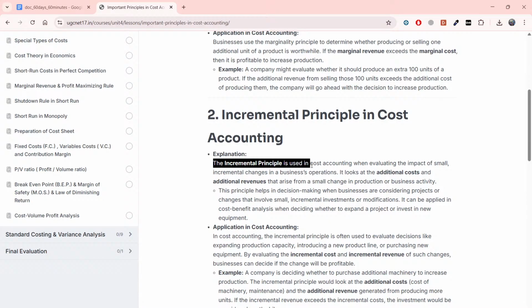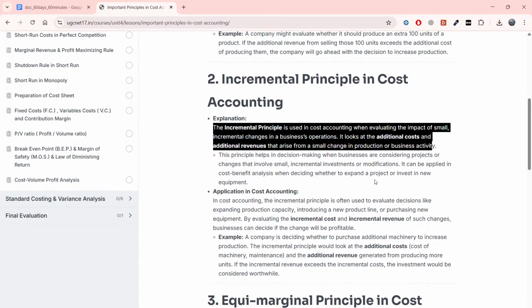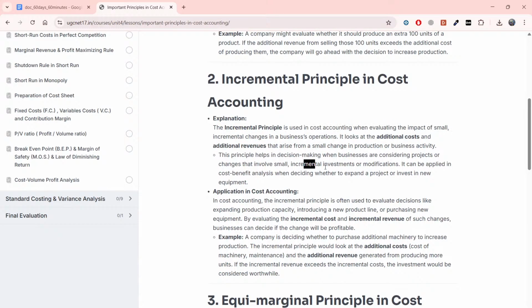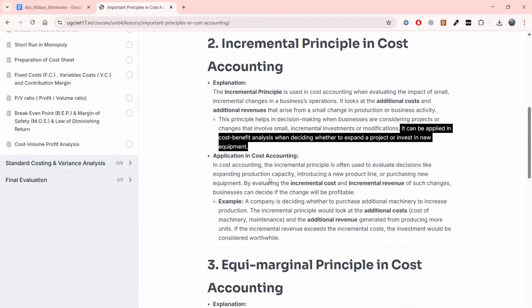Incremental principle in cost accounting. The incremental principle is used in cost accounting when evaluating the impact of small incremental changes in a business operation. It looks at additional costs and additional revenues that arise from a small change in production or business activity. This principle helps in decision making when businesses are considering projects or changes that involve small incremental investment or modification. It can be applied in cost benefit analysis when deciding whether to expand a project or invest in new equipment.